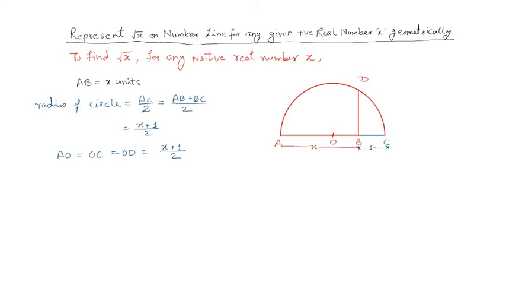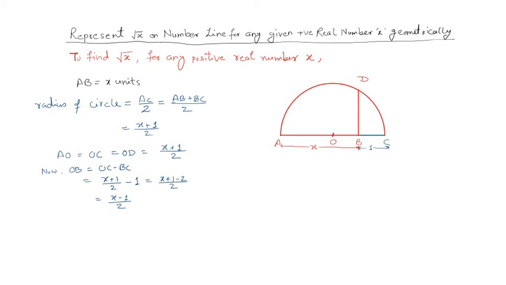Now we will calculate the distance OB. So we will get OB equals OC minus BC. So what is OC? OC is the radius. So we will calculate OB equal to OC, which is (x plus 1) by 2, minus BC. BC is 1 unit. So it will be (x plus 1 minus 2) by 2. It will become (x minus 1) by 2. So this is the distance OB.